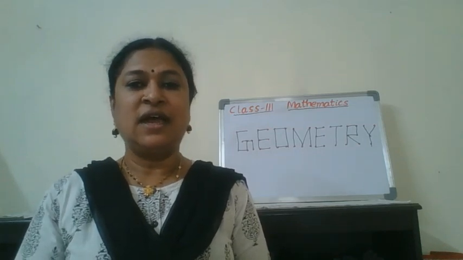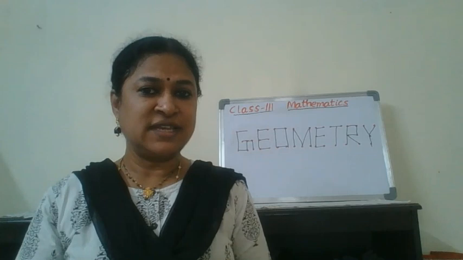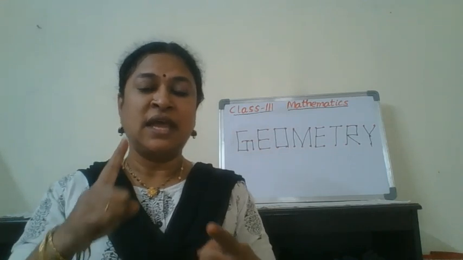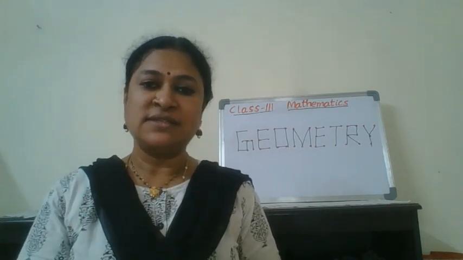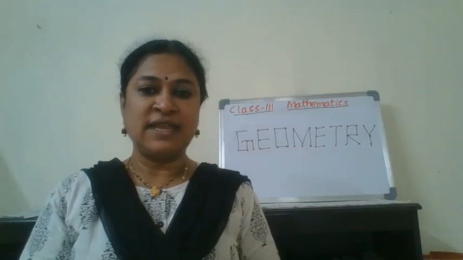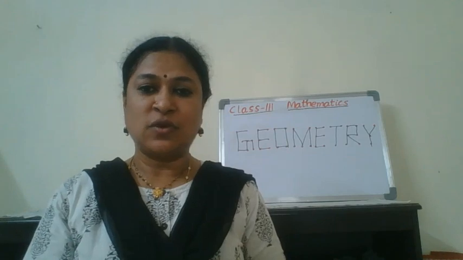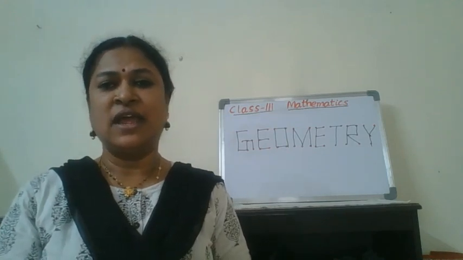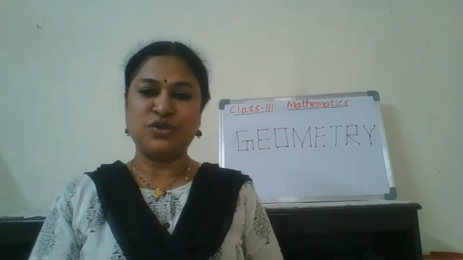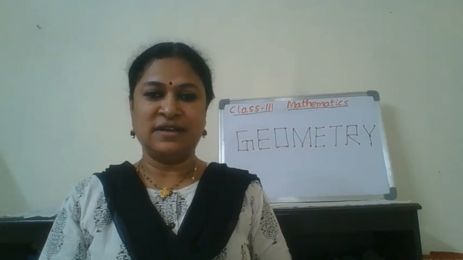Then comes the intersecting lines. What are intersecting lines? When two lines meet at a point, those lines are called intersecting lines. And the point where they meet is called the point of intersection. And all the zigzag lines which you draw are called curved lines.